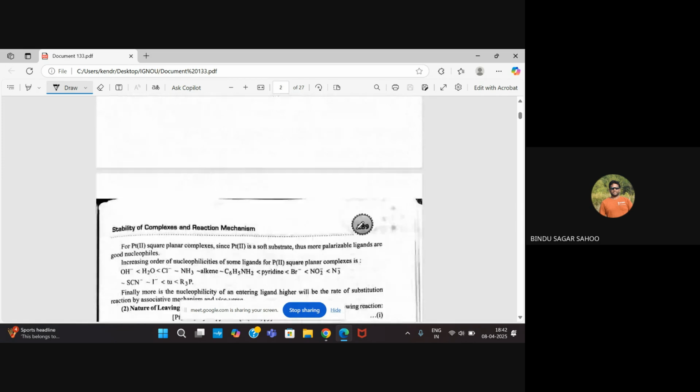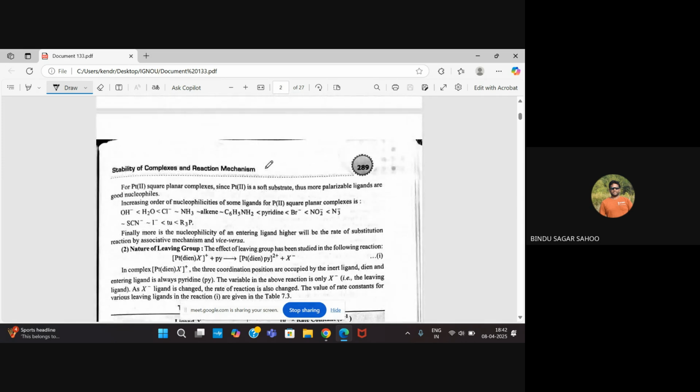complex, because in square planar complexes, particularly platinum will form the complex, and the platinum environment is just like a soft environment, or I can say platinum plus 2 is a soft metal or a soft substrate. That's why it will always prefer the more polarizable groups, that means the soft ligands. So you can see here there are a few examples of the ligands. Okay, the order of the ligands.